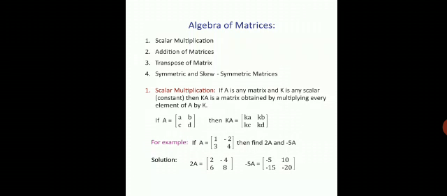Similarly, matrix A is multiplied by minus 5. We get minus 5 into 1, minus 5, minus 5 into minus 2, that is equal to plus 10, minus 5 into 3, minus 15, minus 5 into 4, that is equal to minus 20.